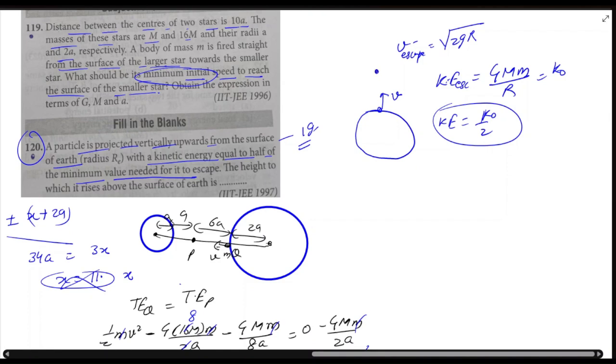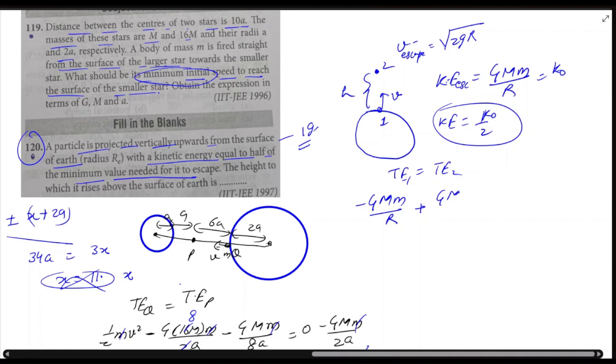So let's say it is raised like this, and this is h. We'll write the things here. Let's say this is 1, this is 2. So total energy at 1 will be equal to total energy at 2. Total energy at 1 will be minus GM by R, and this will be plus K naught by 2. So this is K naught.